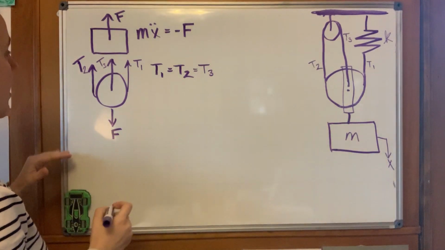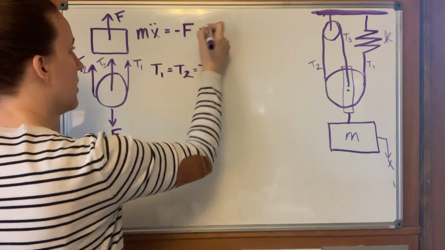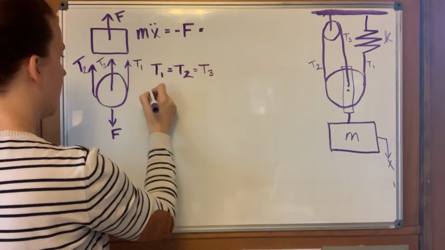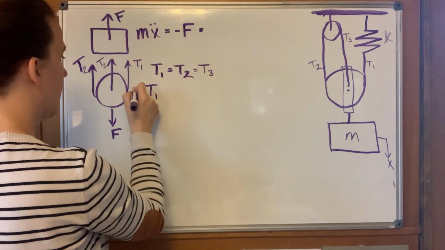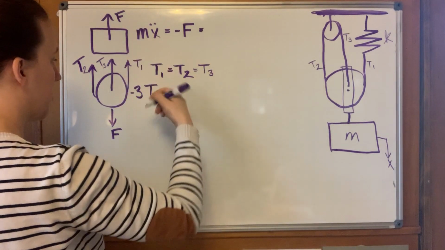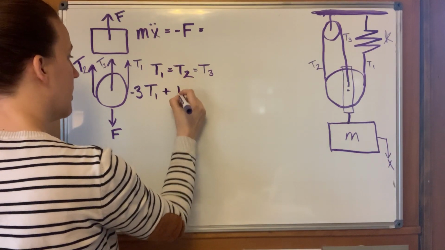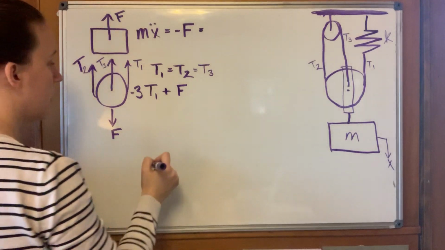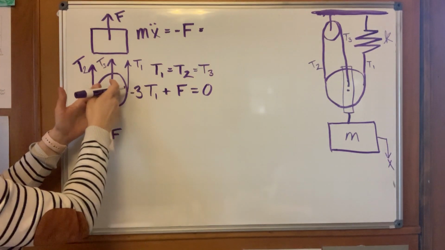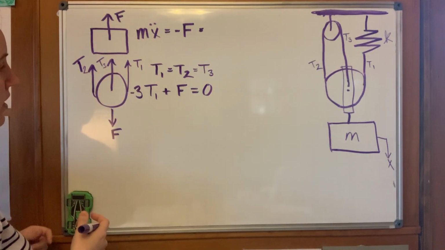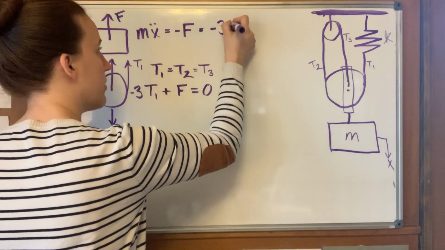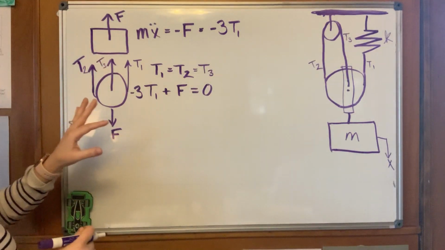Okay, so that means that negative F is going to be equal to, if we write this out, T1 times 3 negative, because that's up, all of our positives are down, plus F is going to equal 0, because we're not allowing our pulley to accelerate either. Again, there's no mass here. So that means that F is going to be negative 3 times whatever T1 is. All right, so let's keep going.